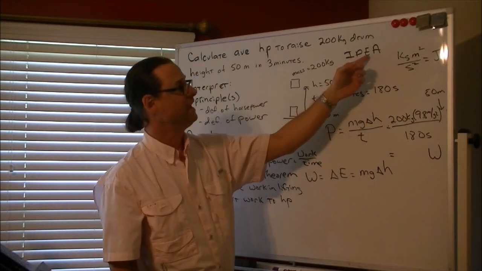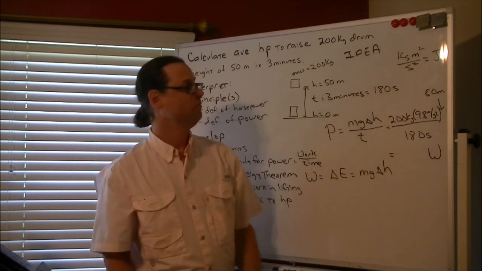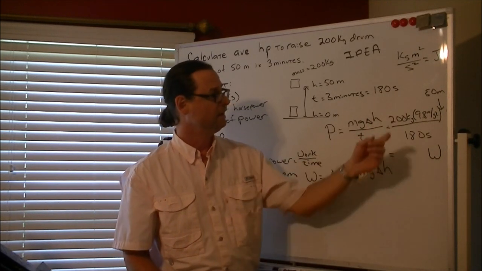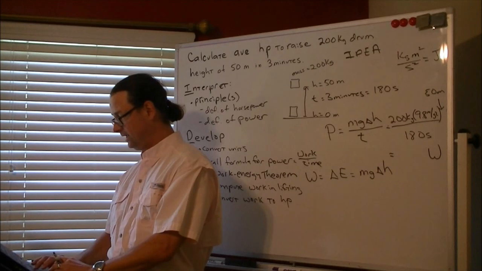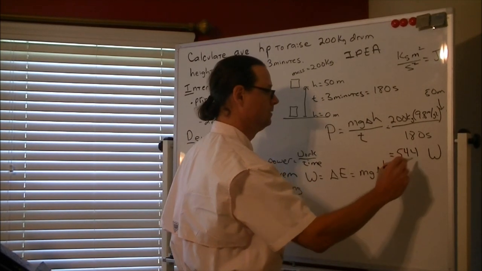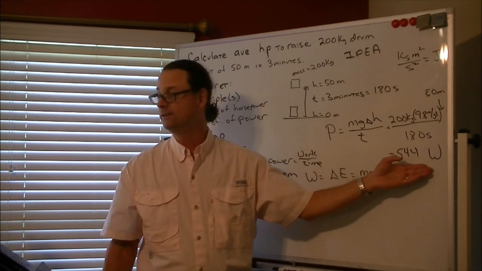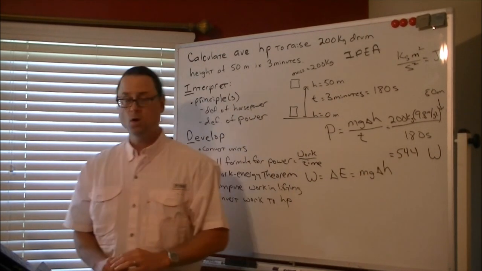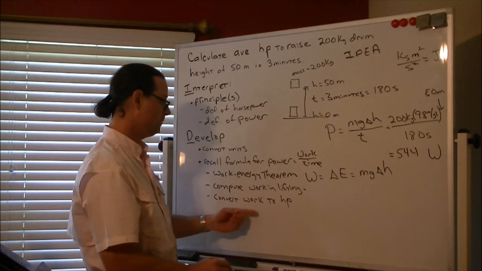So we're not just evaluating, we're taking a step forward to our assessment by checking the units are what we expect in watts. So now we just need to multiply 200 times 9.8 times 50 and divide by 180. So plugging in the numbers, we find that the power is 544 watts.